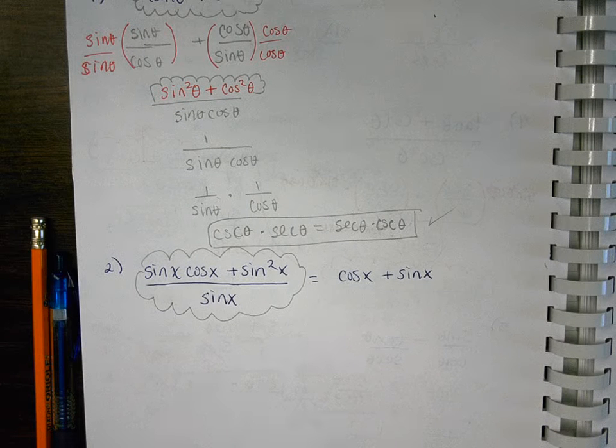Right, because how many terms are up here? Two, and one in the denominator. Can I reduce when there's multiple terms? No. But we can GCF and then possibly reduce. Tell me what you GCF.